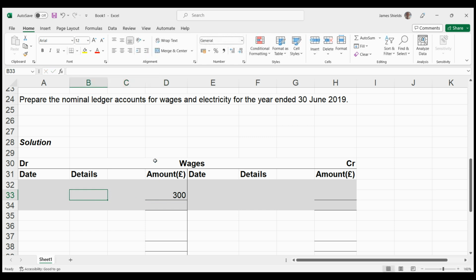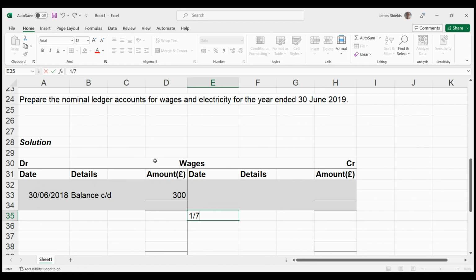Now, because they were owing at the end of the year, there's going to be a balance carried down, and that would have been the 30th of June 2018. Now I know my balance carried down at the end of last year. I now know the balance brought down at the beginning of this year because it's going to be on the opposite side on the next day. So the 1st of July 2018, my balance brought down was £300.